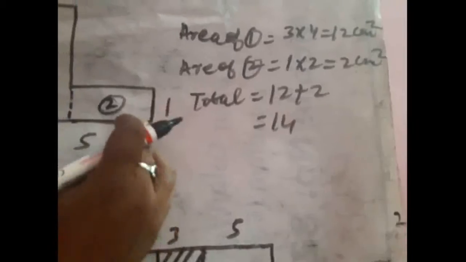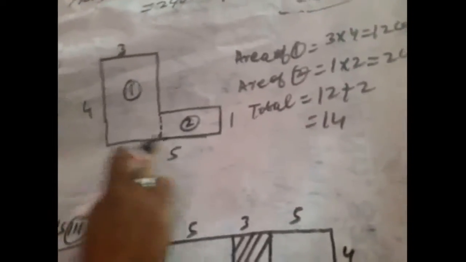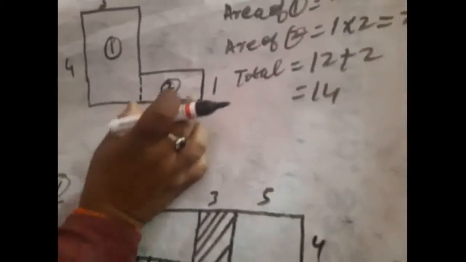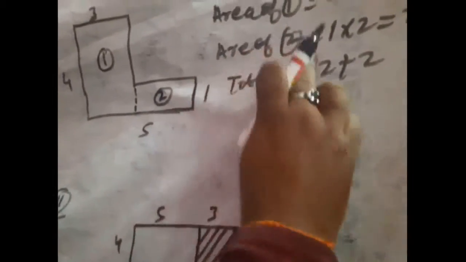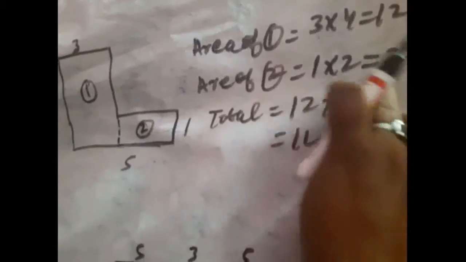This is 1, and what is this? Total 5 and 3 less here. So total this is how much? 5 minus 3 is equal to 2. So area of second part is equal to L into B, 1 into 2 is equal to 2 centimeter square. So total area, this plus this, 12 plus 2 is equal to 14 centimeter square.